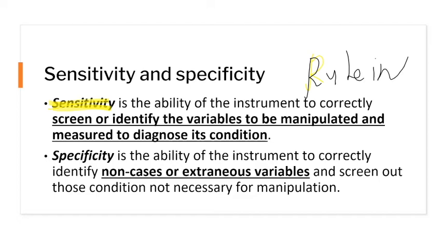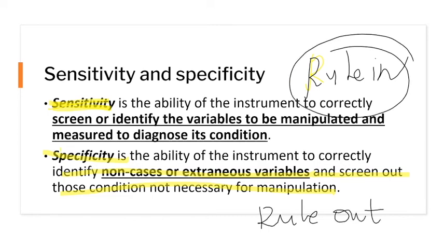Now, when I talk about specificity, dear students, specificity is the ability of the instrument to correctly identify non-cases or extraneous variables and screen out those conditions not necessarily for manipulation. Another term for specificity is rule out.